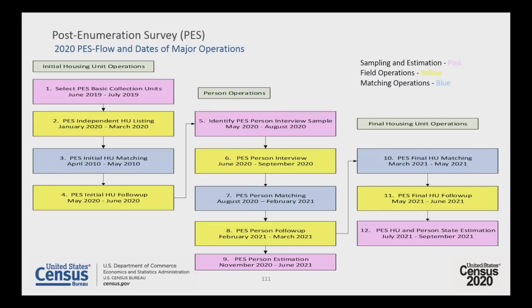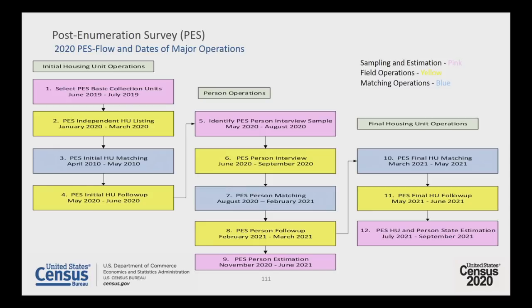Similar to the 2010 CCM, a stratified systematic sample with an oversample of renters and large blocks will be selected. Then, field representatives will list all housing units from scratch in each sample block using an automated listing and mapping instrument. In the third box, the PES listings from the independent listing operation will be matched to the list of census housing units from address canvassing.